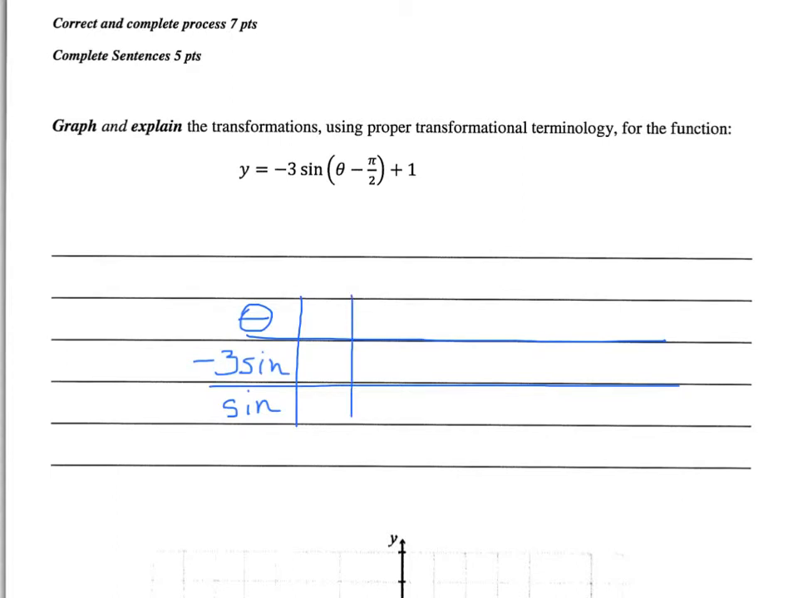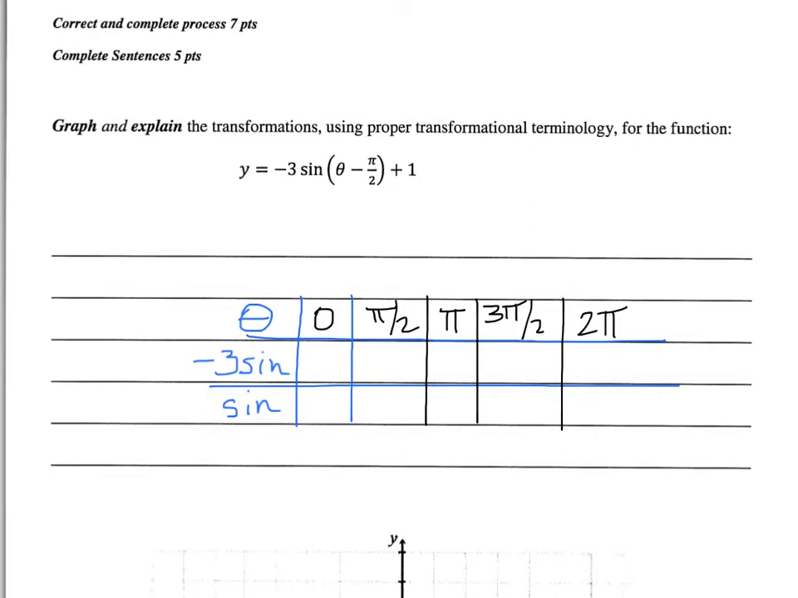What are your values in your table? You always have 0 radians. Then you use pi over 2. Then we need pi. Fourth one is 3 pi over 2. And your last one is 2 pi.